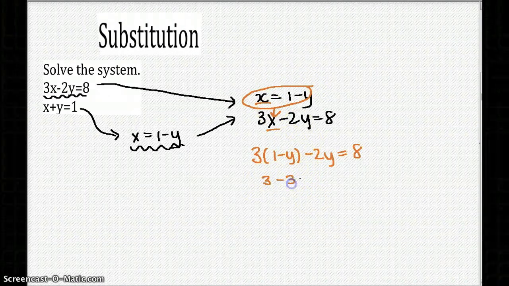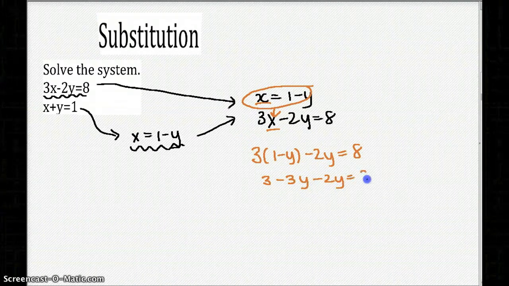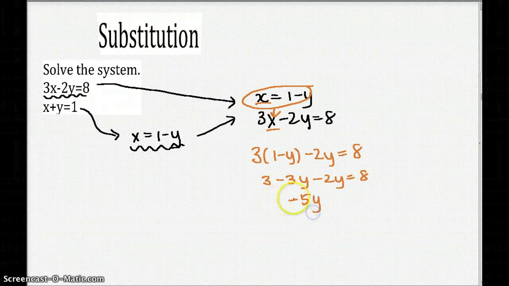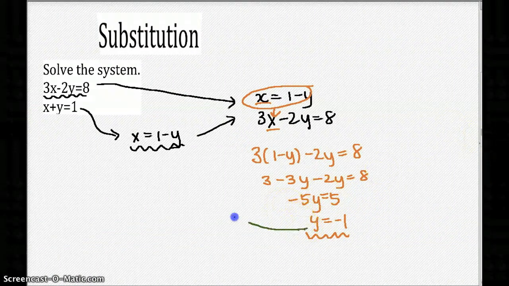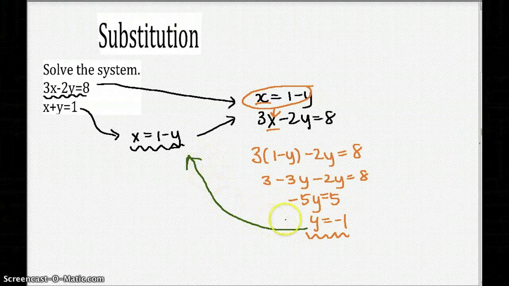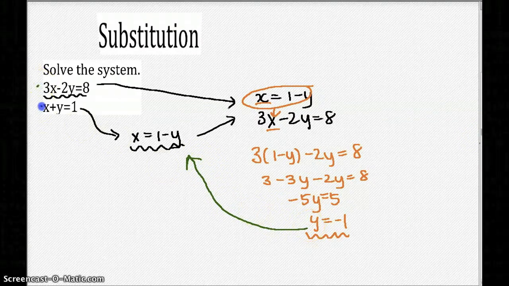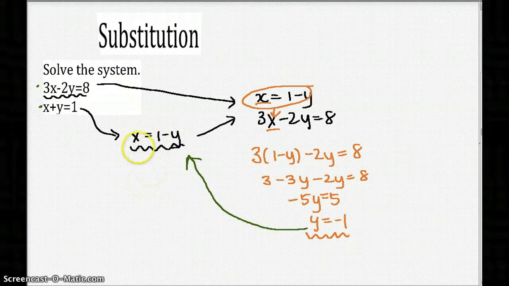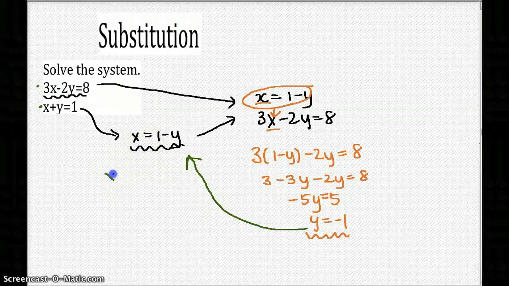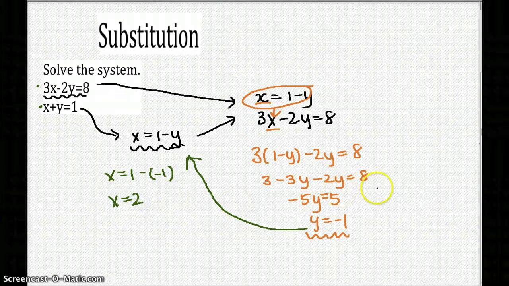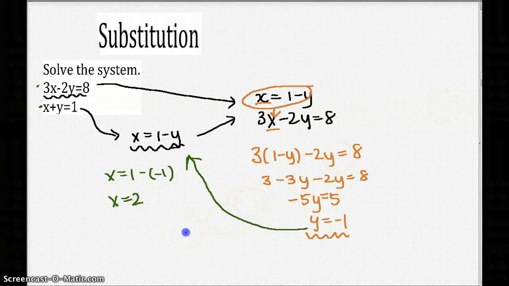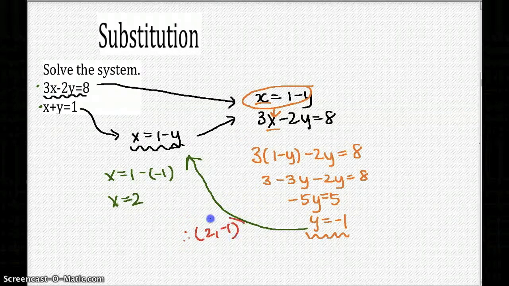So 3 minus 3y minus 2y equals 8. So we have minus 5y equals, and we subtract 3, and we have 5. So we have y equals negative 1. That's one of our solutions, but we also need to find x. To find x, we're going to plug this into one of these equations. But since we already have x equals here, it's going to be a lot easier to plug it in there. So x equals 1 minus y, and y was negative 1, so we get x equals 2. Then we combine these two solutions, and we get (2, -1) as our solution.